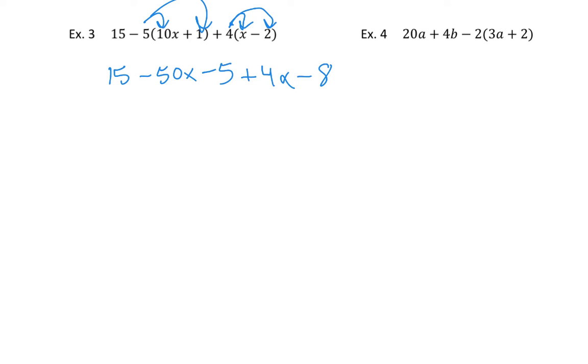Look to see if you can combine anything. I have a -50x plus 4x. Opposite signs, subtract them. That would be 46x. It's going to be negative because the negative was larger. Now I have a 15 minus 5, which is 10, minus 8, gives you a positive 2.